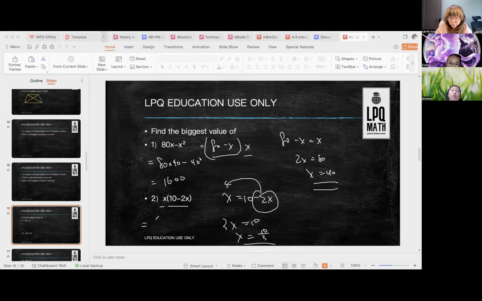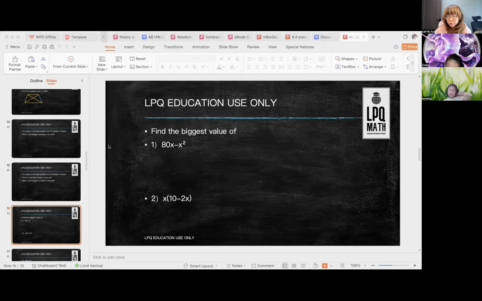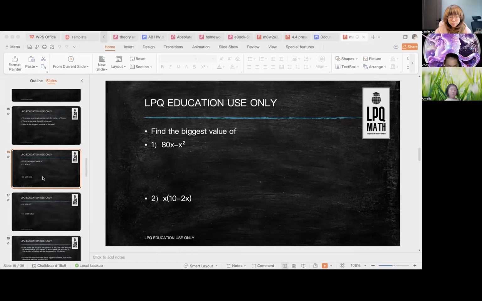For this one, that's the same thing. You need to do 10 over 3 times 10 minus 20 over 3. So the answer will be the final answer, not the value of x. If you only tell me the value of x, that is not the end of the answer.